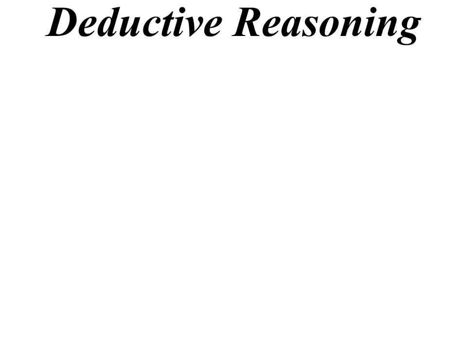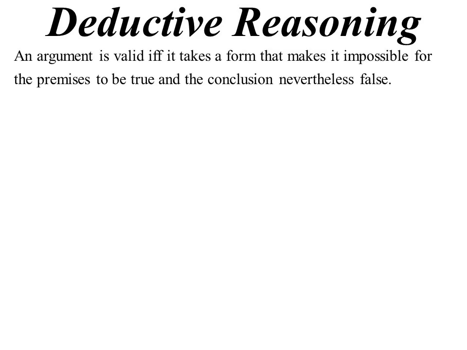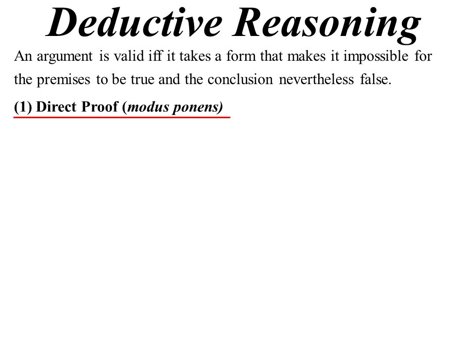So, deductive reasoning. We're talking about proofs, which we said were logically valid arguments, and here is our definition. An argument is valid if and only if, so equivalent, it takes a form where it's impossible for the premises to be true and the conclusion to come up false. There are different types. The one we're most familiar with is simply a direct proof. In Latin, that's known as modus ponens.